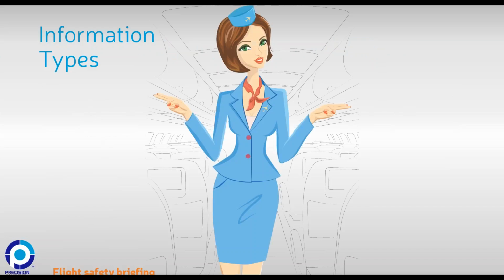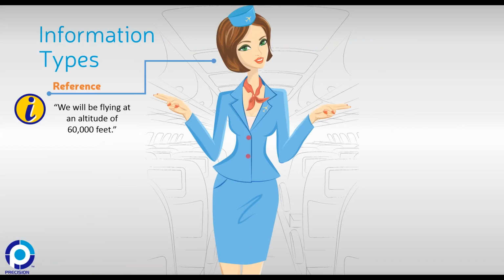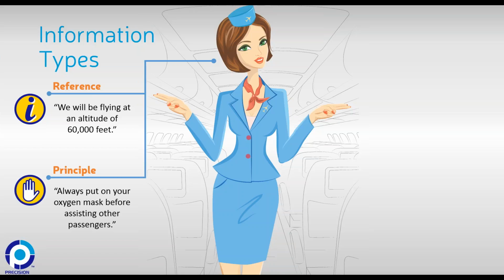One way certainly is when you're sitting down, you're getting ready to take off, and the flight attendant will give you a flight safety briefing to familiarize you with the aircraft and to inform you what to do in the event of an emergency. So when we're talking reference information, this is information that is factual, very passive information, just facts, just reference information. So we'll be flying at an altitude of 60,000 feet. A principle, which is always put on your oxygen mask before assisting other passengers with their oxygen masks.